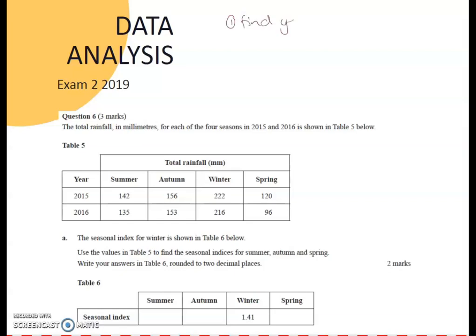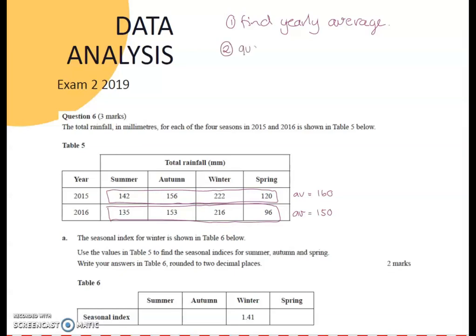to find your yearly averages. So that means I'm actually going to find the average for 2015. When I add those 4 numbers up, divide by 4, I get my average is 160. When I do the same thing for 2016, add those up, divide by 4, I get my average of 150. The next step is to find the proportions, the quarterly proportions.